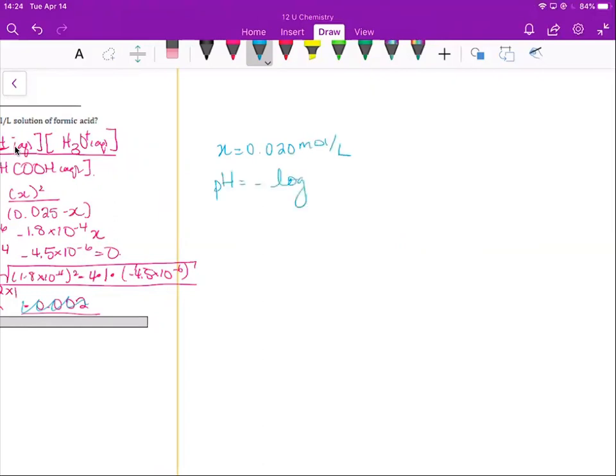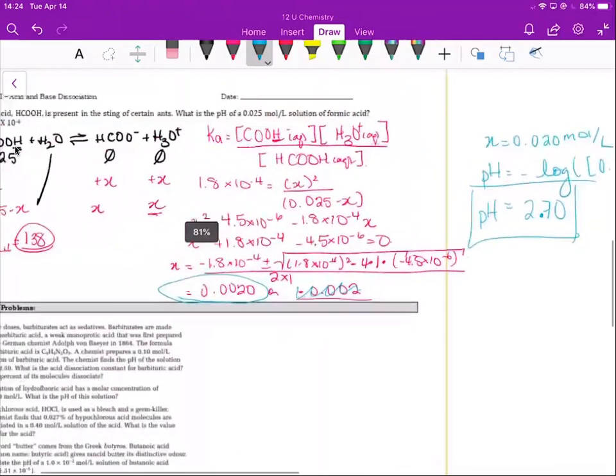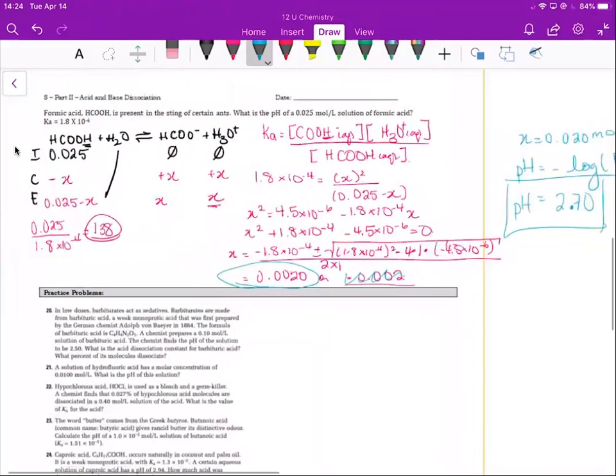log of this concentration, and I get a pH of 2.70. So that's why it burns so much when you get bit by one of these fire ants, is because they're injecting something in you that has a pH of 2.7.